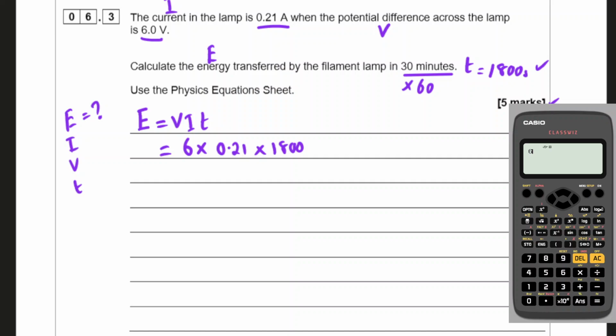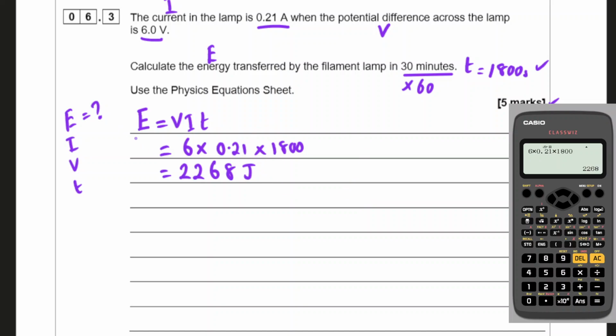So 6 times 0.21 times 1,800, that gives me 2,268 joules. And that's the 5 marks.